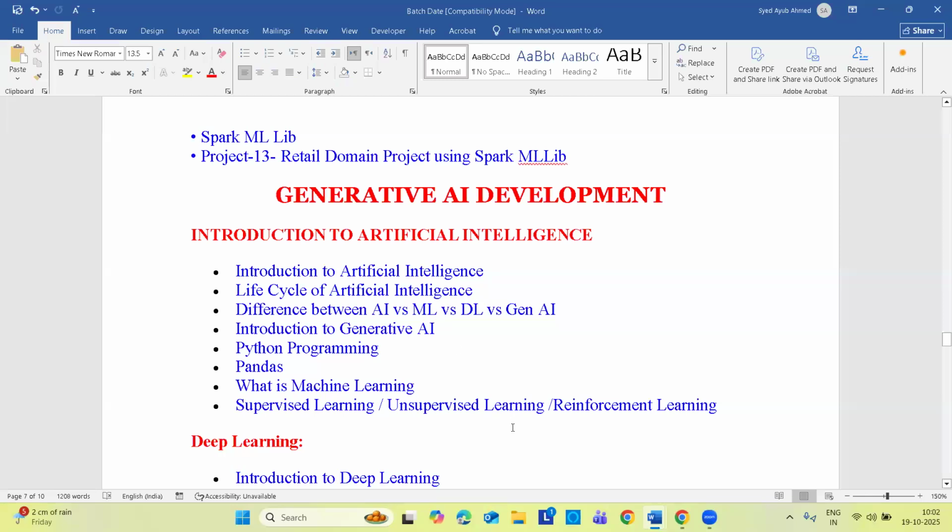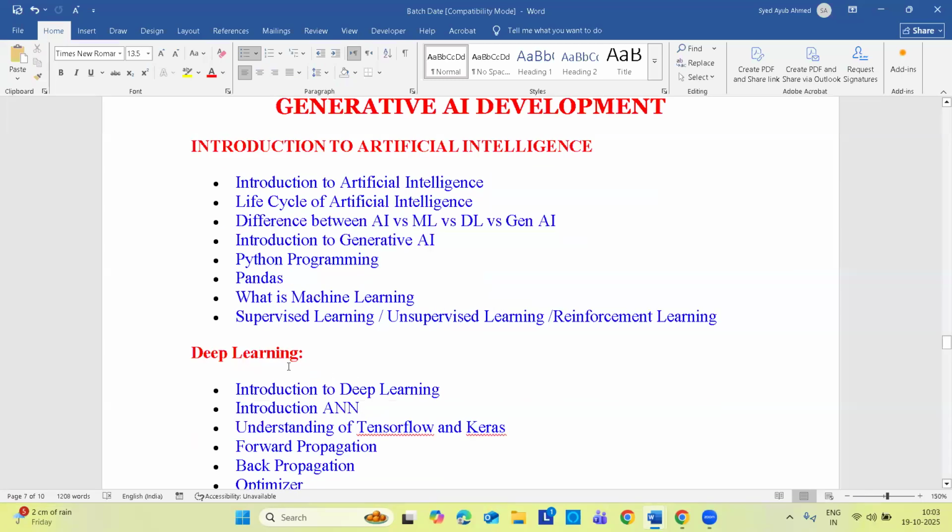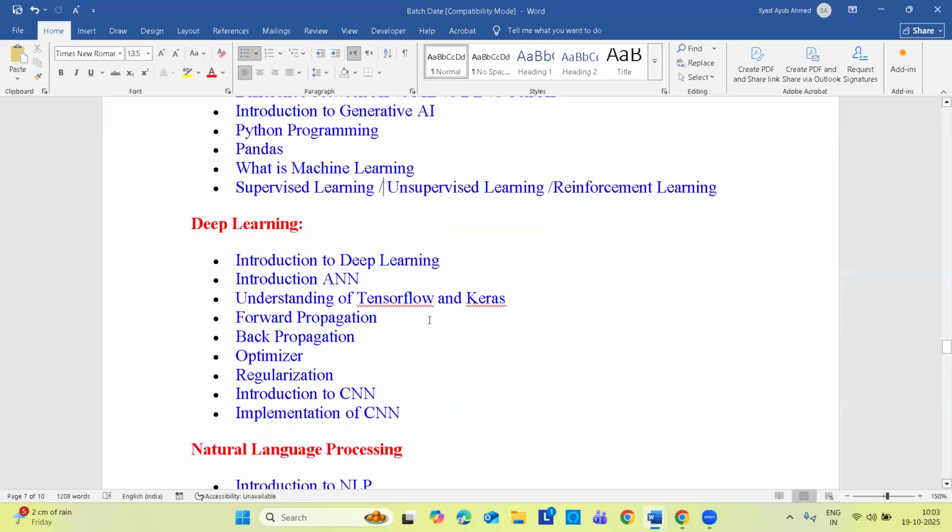In this, we'll see the introduction to artificial intelligence, life cycle, AI versus ML versus DL. DL is deep learning, Gen AI. Some Python programming, pandas. Pandas is also a library in Python, guys. What is machine learning? What is supervised and reinforcement learning? Some deep learning concepts like introduction to ANN, understanding TensorFlow and Keras. These two are again libraries in your Python. Forward propagation, backward propagation, regularization, and CNNs as well.